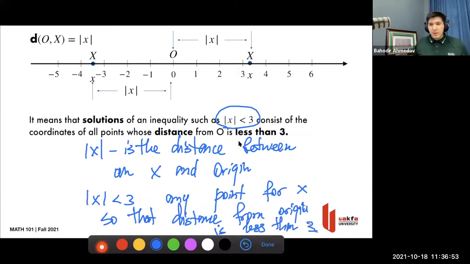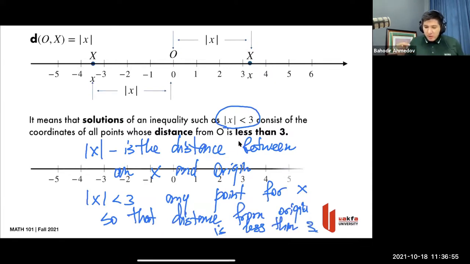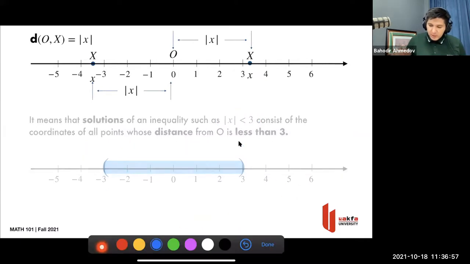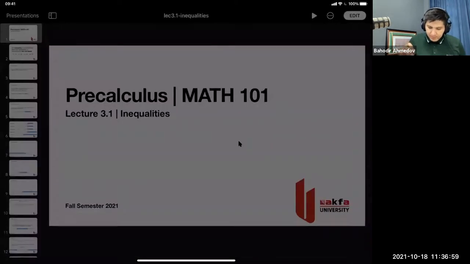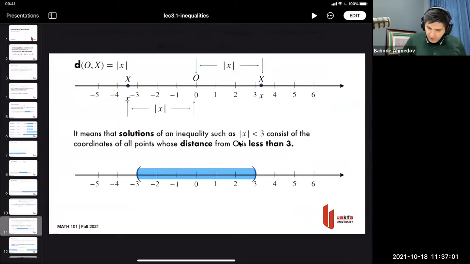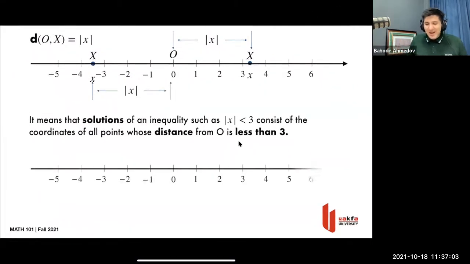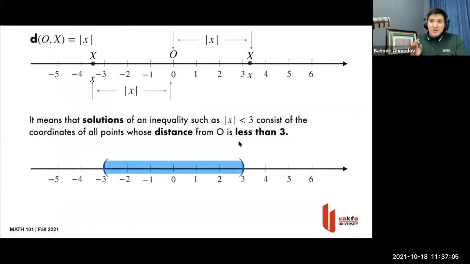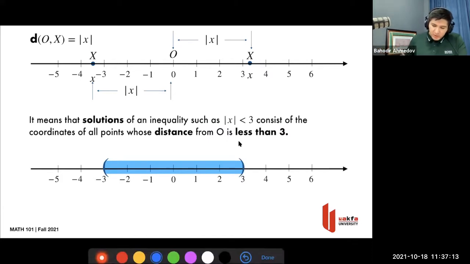Okay, so could you please show me on the number line all of the points where the distance from the origin is going to be less than 3? So yeah, it's not so difficult to do, right?